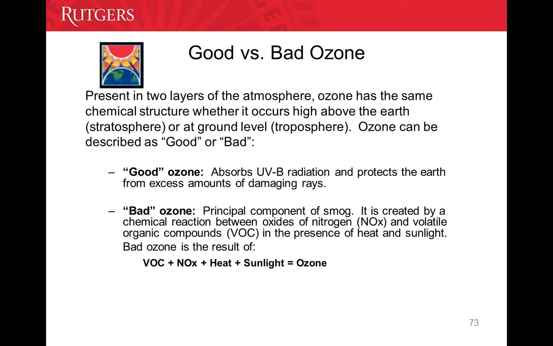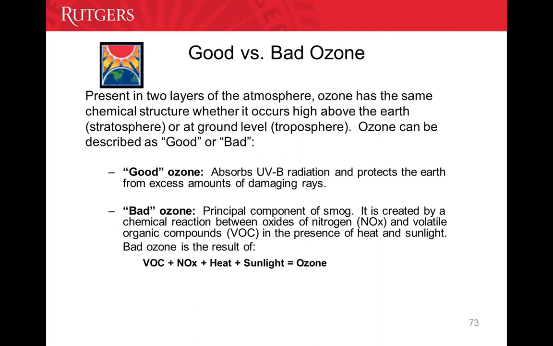So as we point out here, there is good ozone versus bad ozone. The good ozone, remember, is the one up high above us in the stratosphere that blocks out the UVB radiation and keeps us safe from these damaging rays. The bad ozone is that ozone that's right down here in our breathing zone that's created from the chemical reaction of the NOx with the VOCs, the volatile organic compounds, in the presence of heat and sunlight. So bad ozone is VOC plus NOx plus heat plus sunlight. That equals the bad ozone.